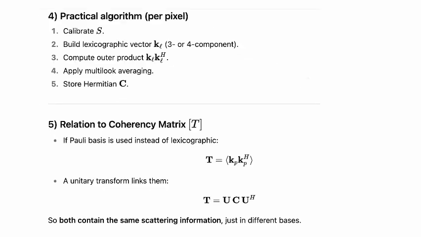It's useful to know how the covariance matrix is related to the coherency matrix T, which you might already have seen. The coherency matrix is formed in the Pauli basis rather than the lexicographic basis. T and C contain the same second-order statistical information. They are just expressed in different bases. A unitary transform U converts one to the other. So choosing C versus T is often a matter of convenience, or which basis makes subsequent interpretation or algorithms simpler.